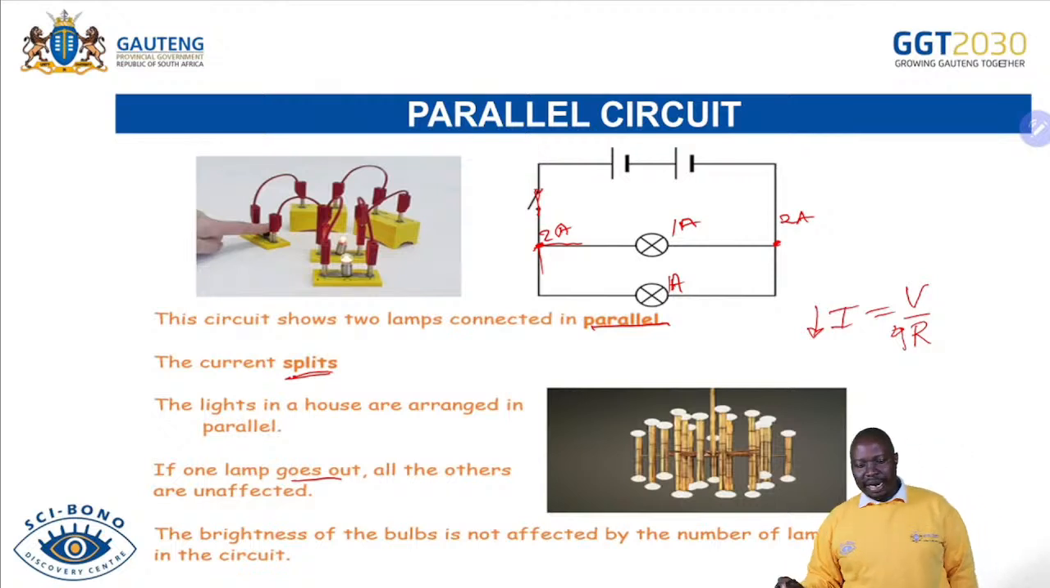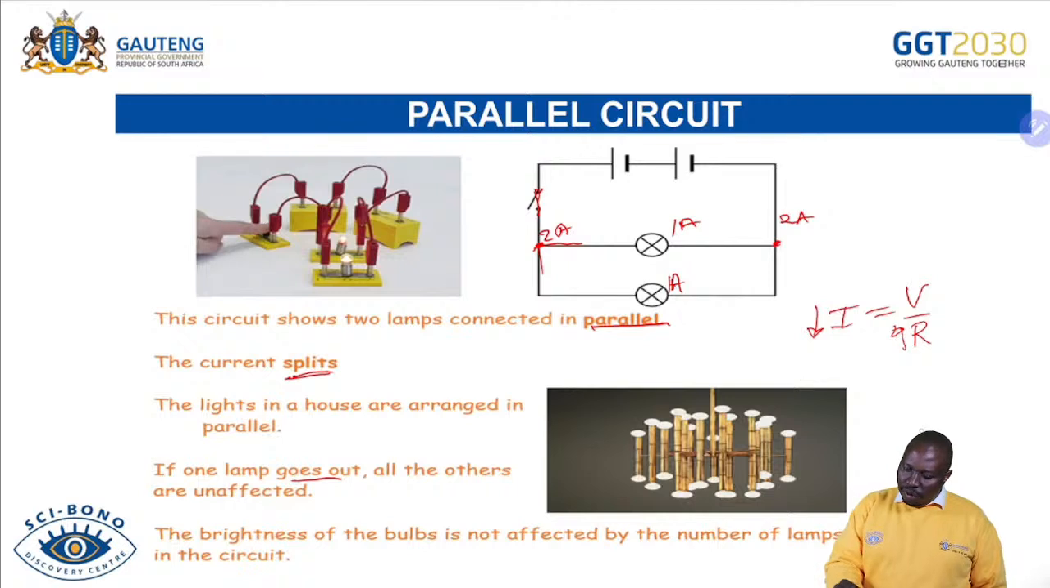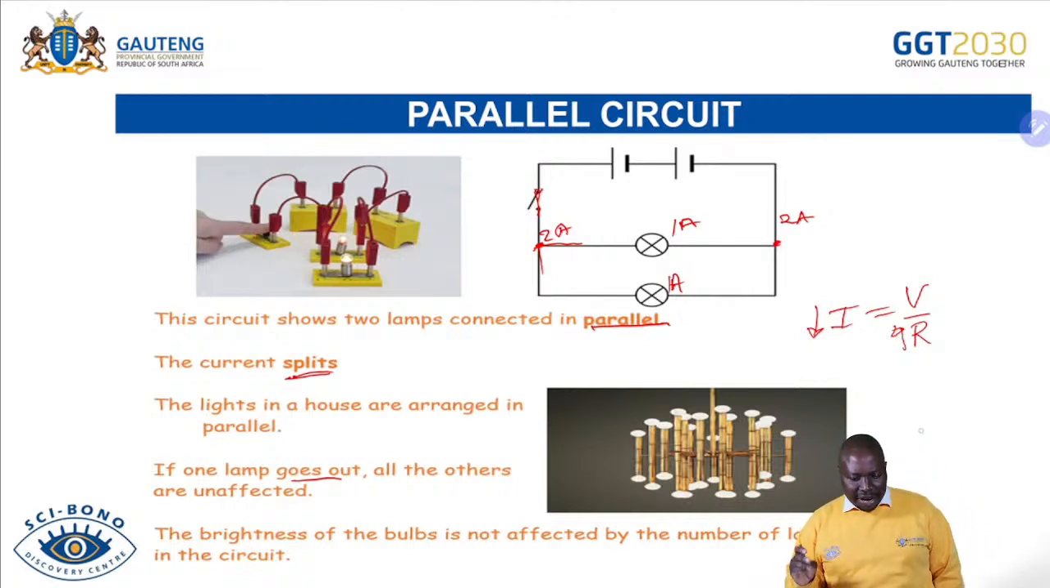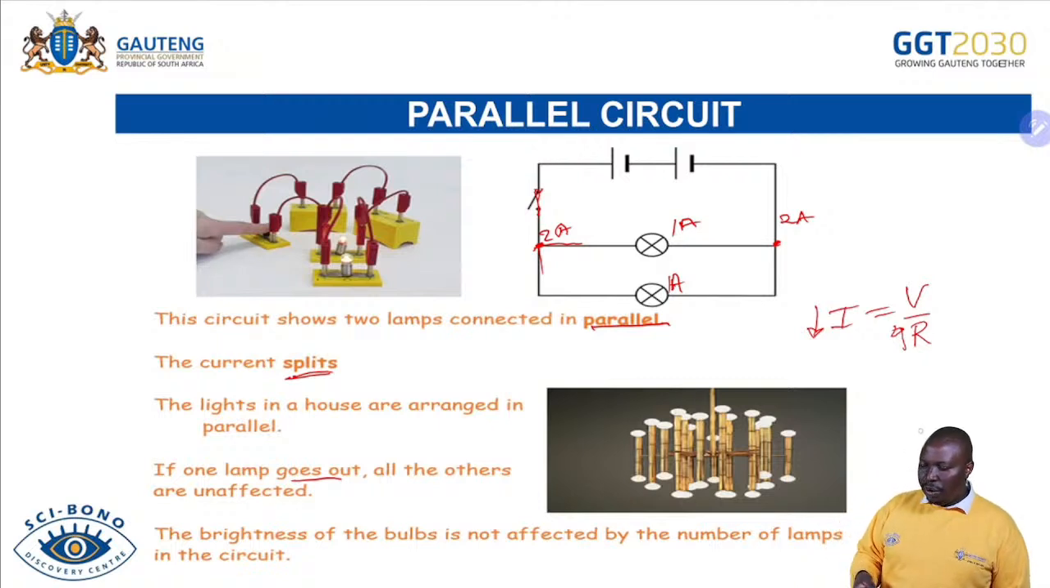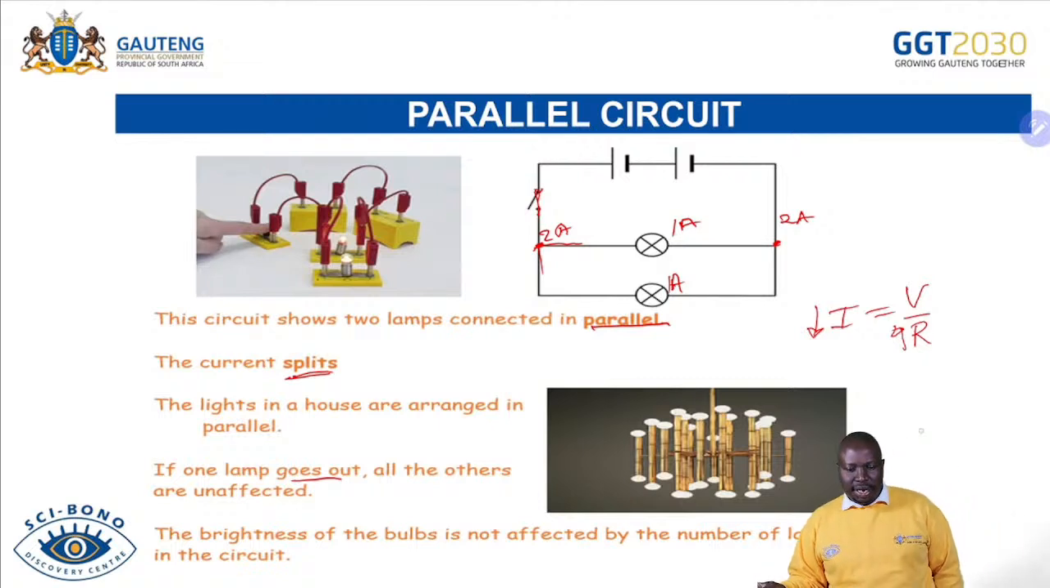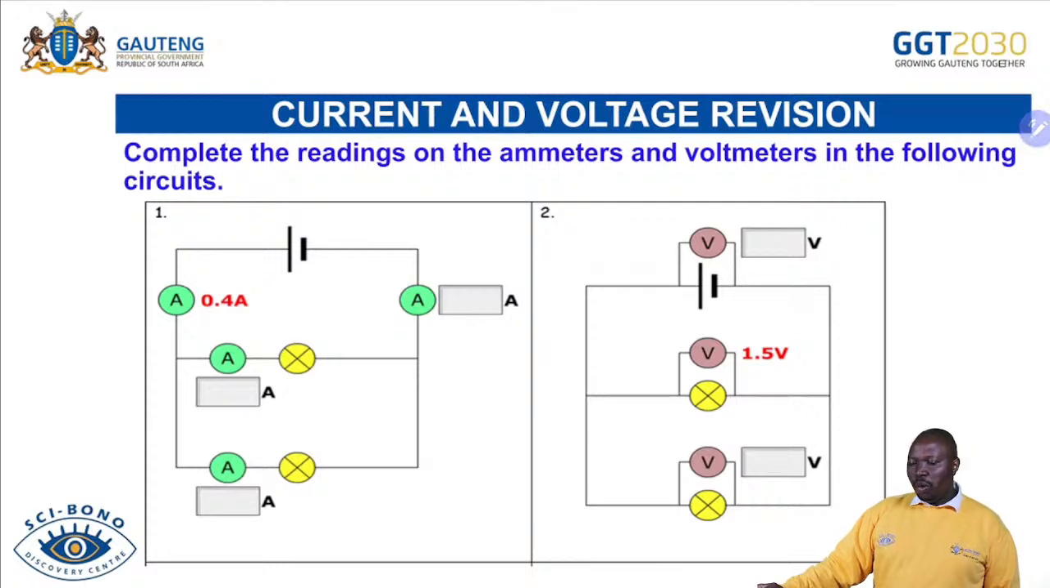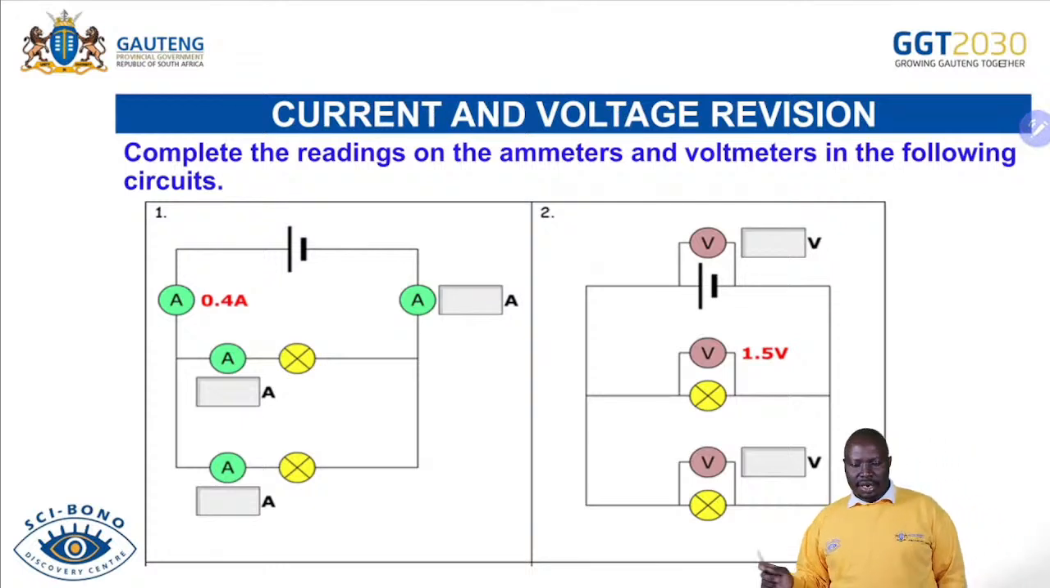Hence, we are saying the brightness in these ones, all of them, will not be affected by the number of the lamps. Those are the advantages of connecting our bulbs or our lamps in parallel. So you understand why at home we're connecting like that.